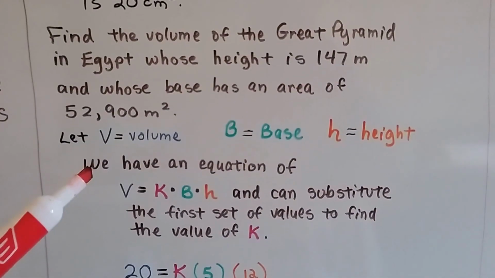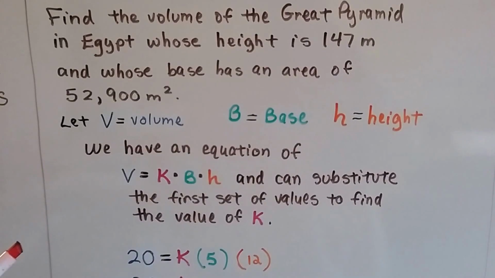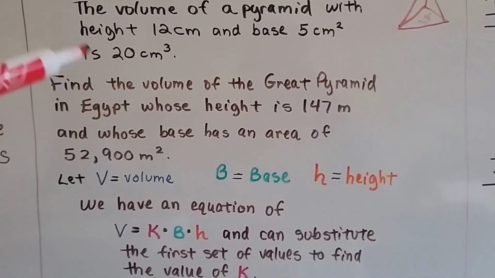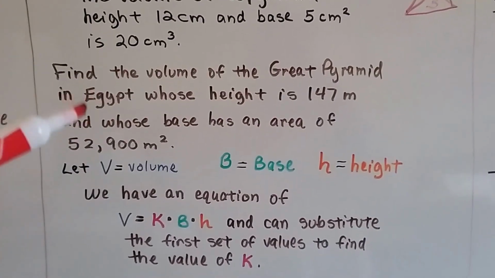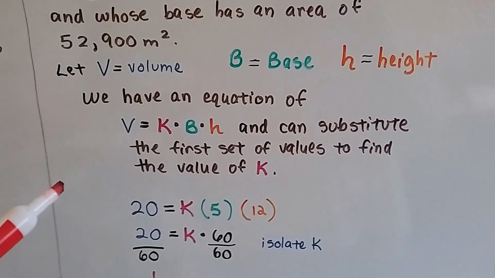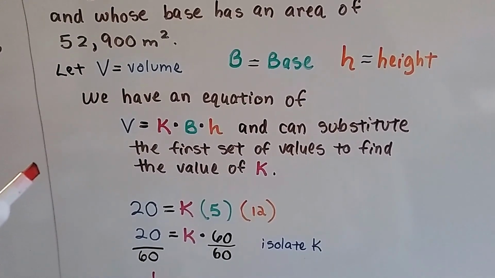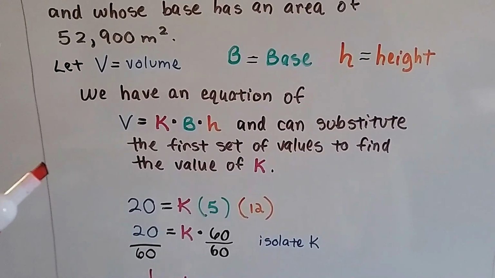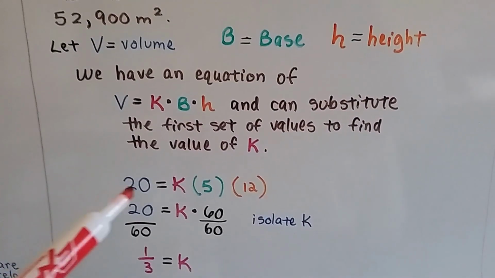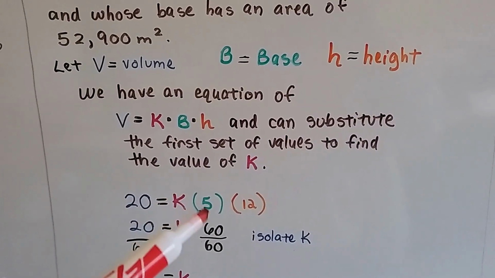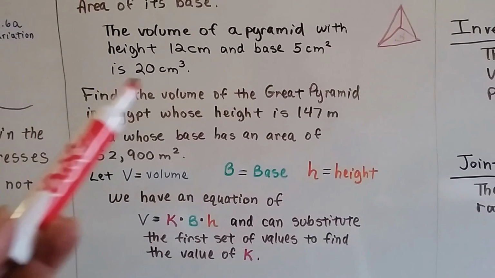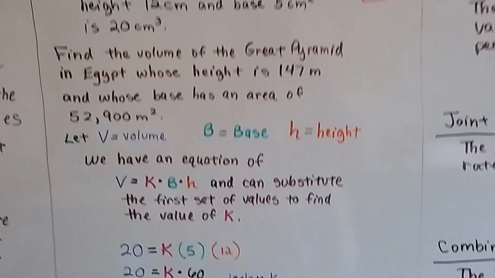So we're going to let V equal volume, B equal base, H equal height, and we're going to use these values to find K and then plug them in to find the Great Pyramid, okay? So we're going to use the equation V equals K times B times H. The volume equals the constant times the base times the height. I'm going to substitute in those first set of values to find the value of K. So that means we have 20 equals K times 5 times 12. See? 20 equals K, whatever that is, times 5 times 12.